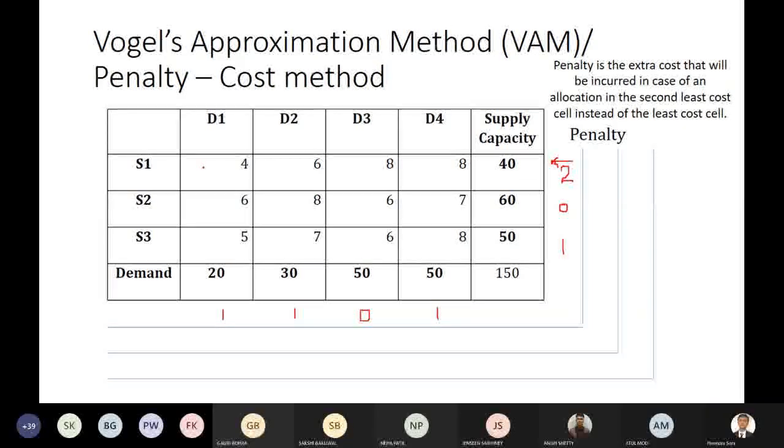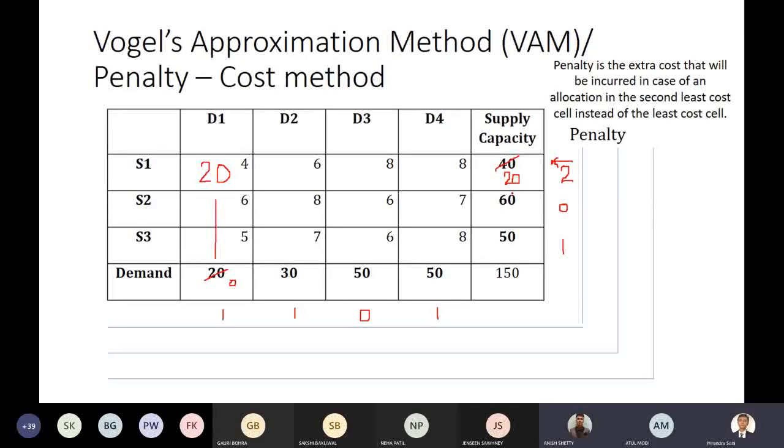S1 D1. We can allocate how much? 20. So my demand will get exhausted for D1. So no further allocations would be possible here, whereas the supply capacity of S1 will reduce from 40 to 20. Correct?